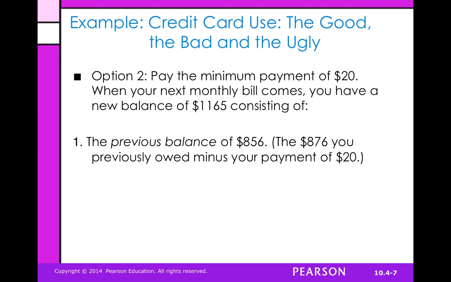In the second case, let's suppose you pay the minimum payment of $20. When your next bill comes, suppose you have a new balance of $1,165. This $1,165 will consist of three things. The first thing it will consist of is your old balance of $856. So remember the previous month you owed $876. You did not pay Visa back $876. You only paid Visa $20. So they took $20 off the $876, and now you still, of course, must pay them their $856 back.